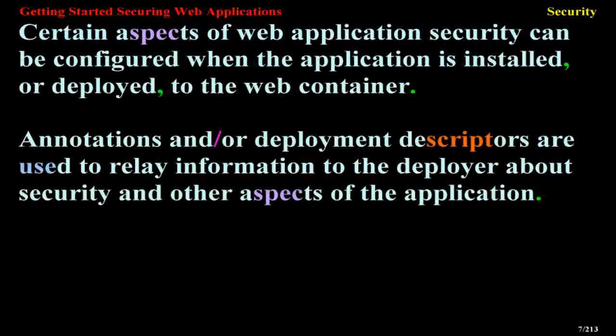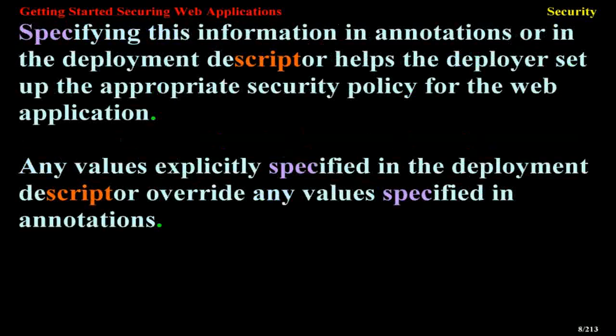Certain aspects of web application security can be configured when the application is installed or deployed to the web container. Annotations and/or deployment descriptors are used to relay information to the deployer about security and other aspects of the application. Specifying this information in annotations or in the deployment descriptor helps the deployer set up the appropriate security policy for the web application. Any values explicitly specified in the deployment descriptor override any values specified in annotations.